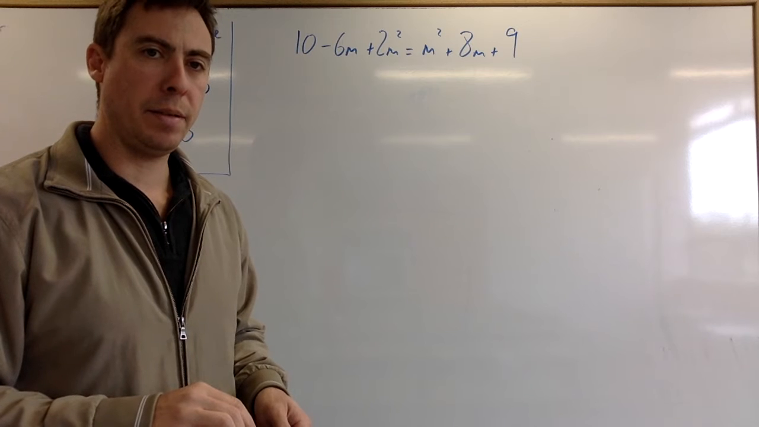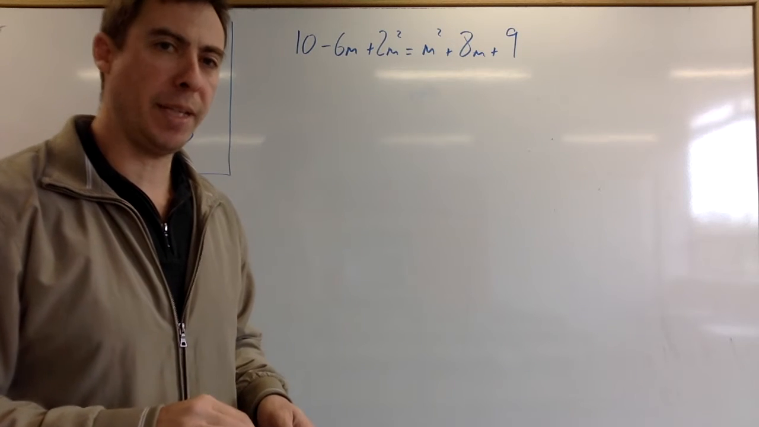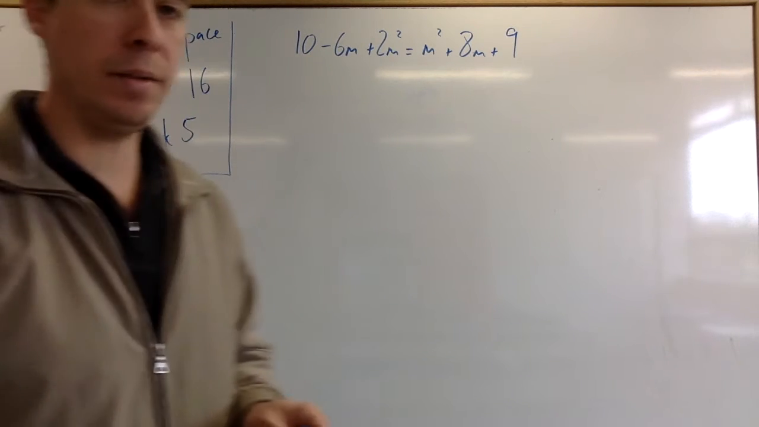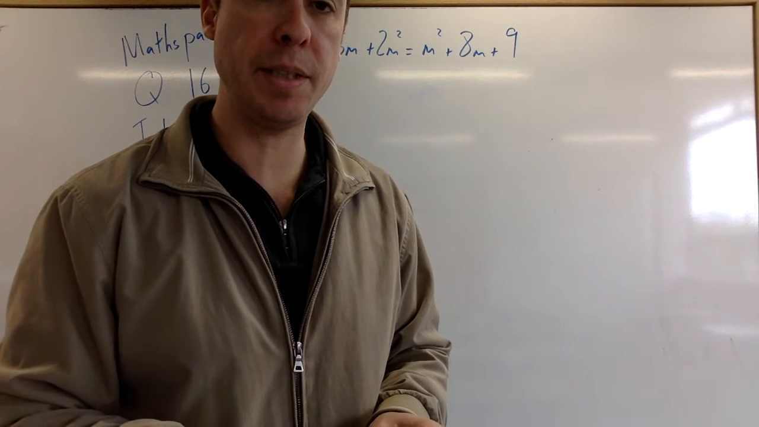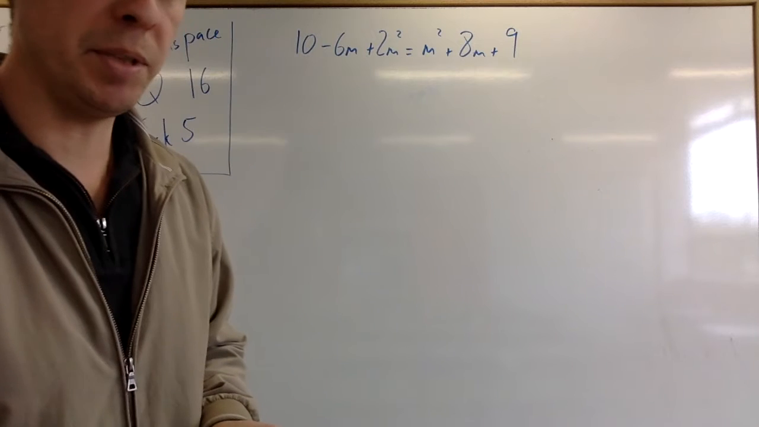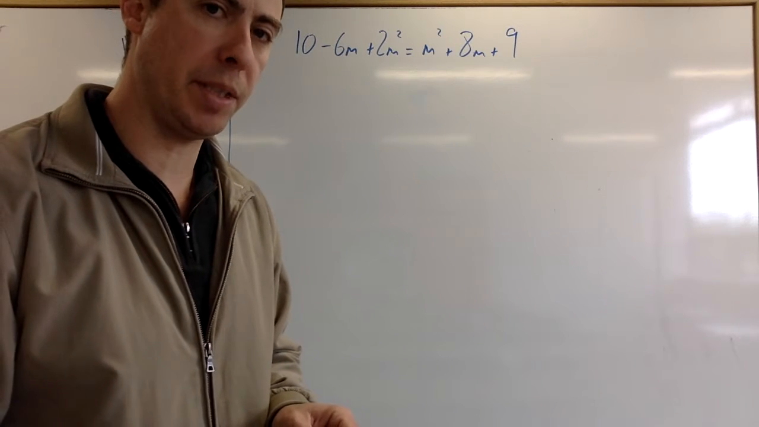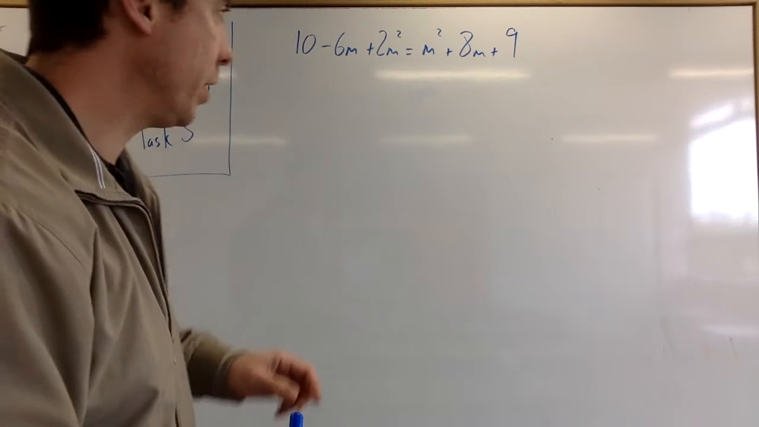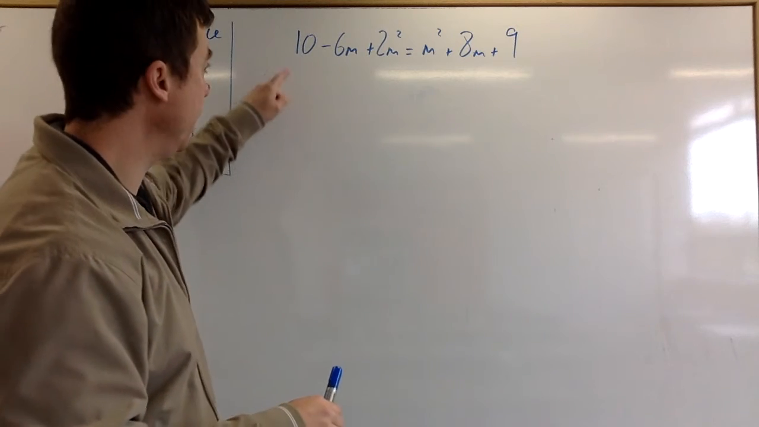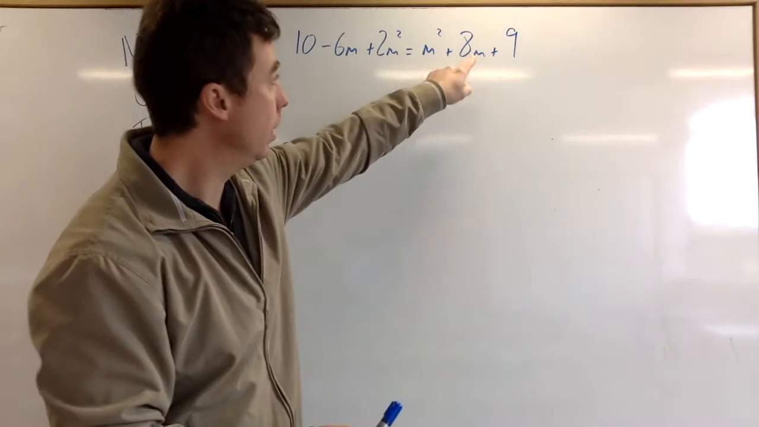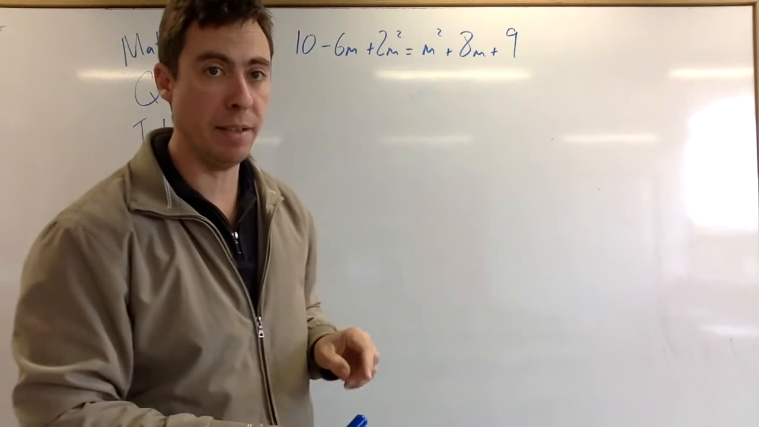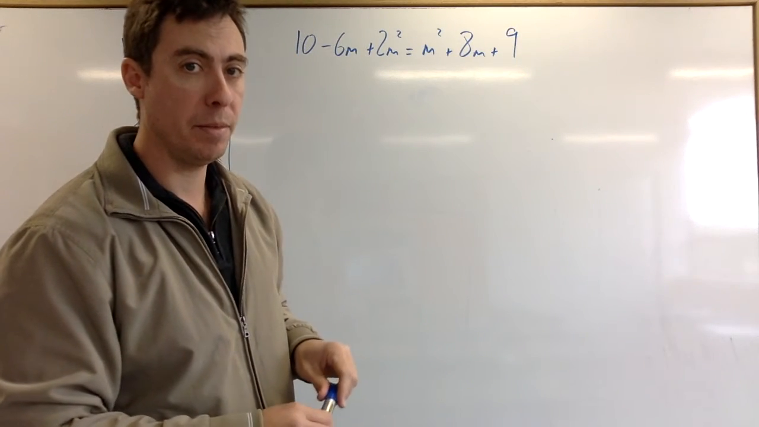In task 5 of MathSpace, I'm going to do a question from the end. It was question 16. Your numbers might be slightly different, but I'm sure the procedure will be the same. I've got to solve for m here. And they've said 10 minus 6m plus 2m squared equals m squared plus 8m plus 9. What is m?